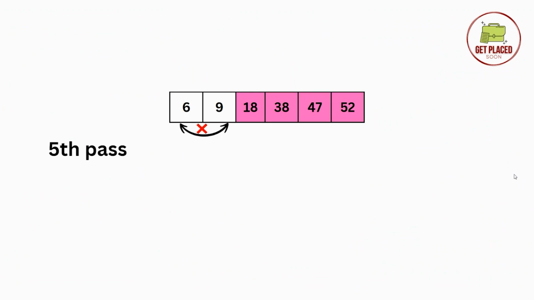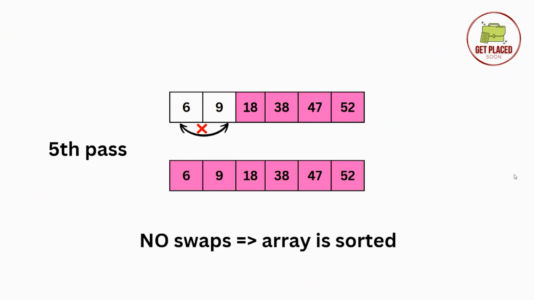Remember, whenever no swapping happens in a pass, then we will stop the iterations and declare that the array is sorted. So we are not swapping anything, therefore no swap, therefore the array is sorted.